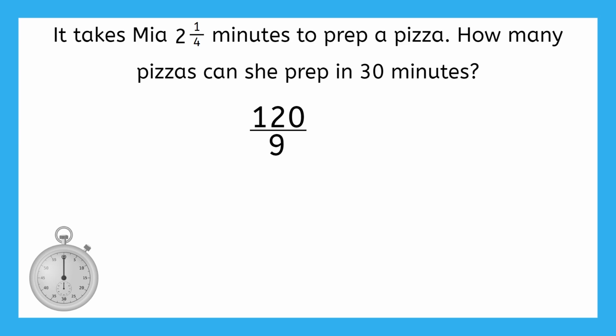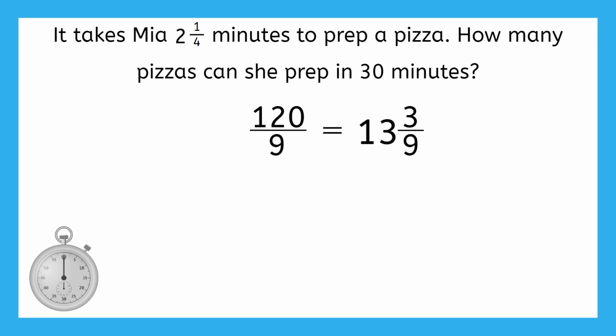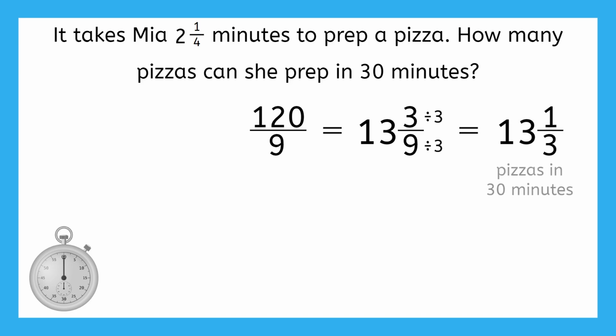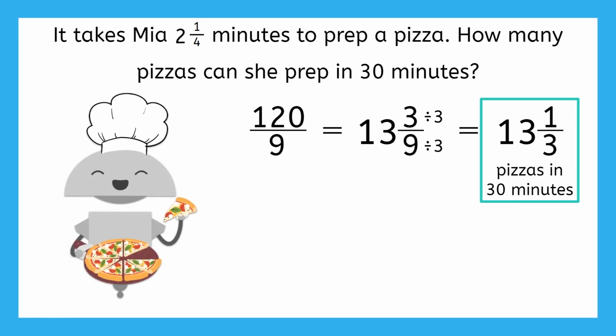We need to regroup and simplify now. 9 goes into 120 13 times, with 3 left over. Now, we divide by 3 to simplify the fraction of our mixed number. Mia can prep 13 1/3 pizzas in 30 minutes. She's nearing last year's record of 16. With a little more practice, she'll beat it in no time.